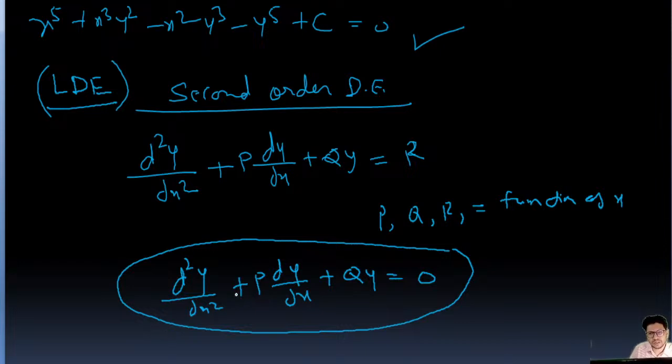First we'll solve this one. In the next class we'll solve the linear differential equation of second order when it is a non-homogeneous equation. For that we have to find the complementary function CF, and in that equation we have to find the particular integral as well. There are procedures for finding the particular integral for different values of r, which is a function of x, which we will do in the next class. Here we are going to discuss the homogeneous linear differential equation of second order.